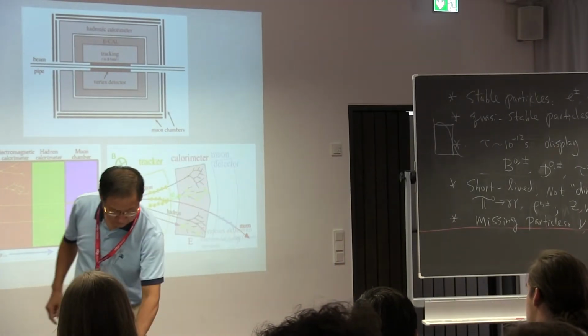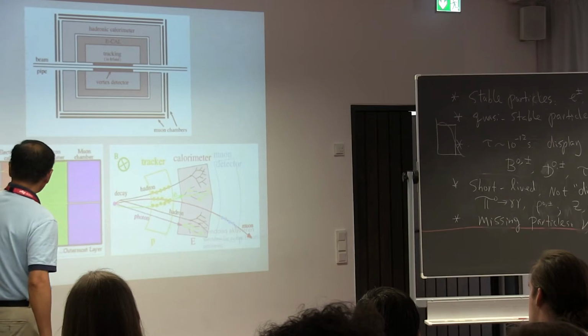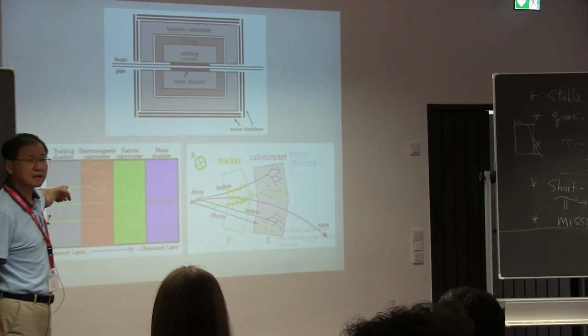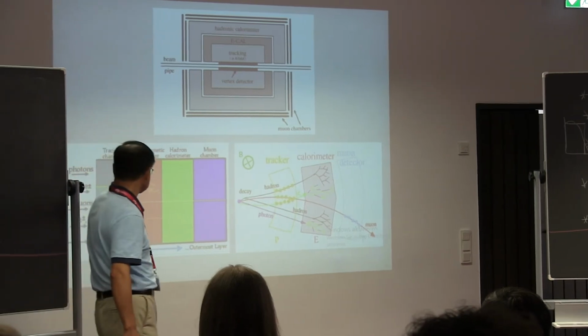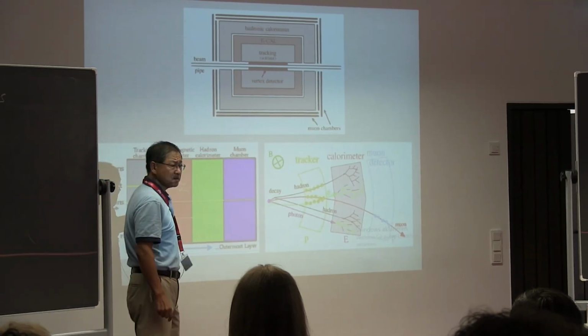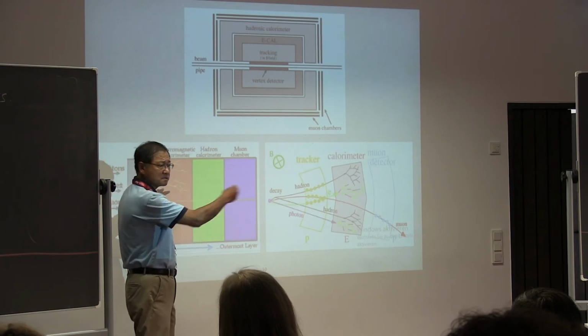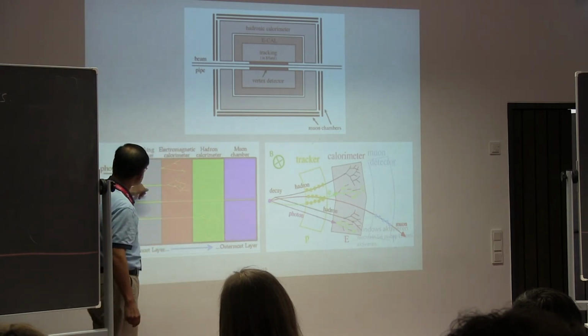So that's the thing. Now let's look at the other diagram. Sorry, it's rather low. Can you see from far back there? So this one has the same meaning as that, but decomposed into the layers. Okay. So first of all, the tracking chamber.